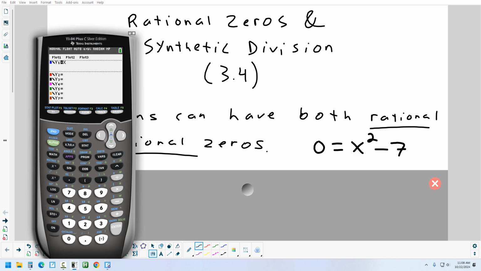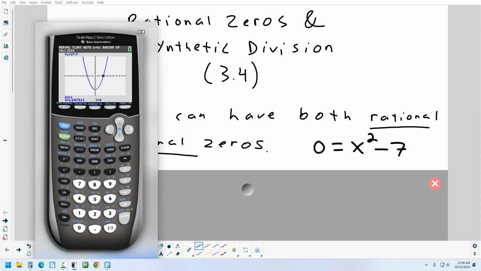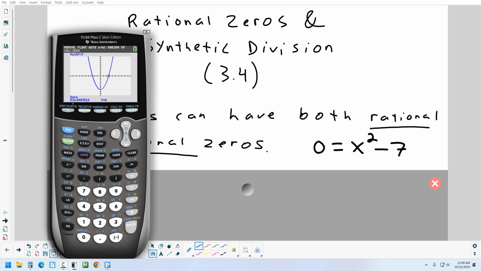So let me type in x squared minus 7. Do zoom 6. Now, if I do second calc 0, it'll tell me where it crosses. Problem is, it's going to give it to me as a decimal. Right? And it says it crosses at 2.6457513. That's not a number that can be written as a fraction. In fact, 2.6457513 is this number. 2.6457, there it is right there. It's the square root of 7.